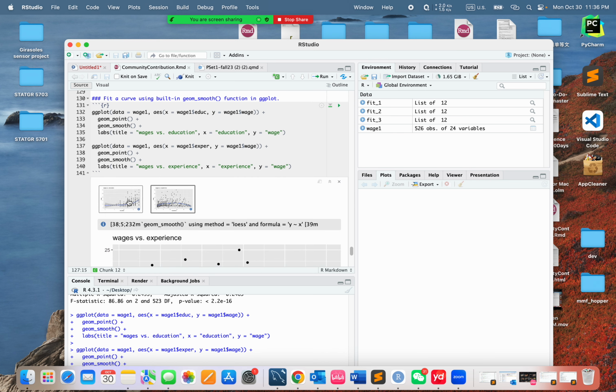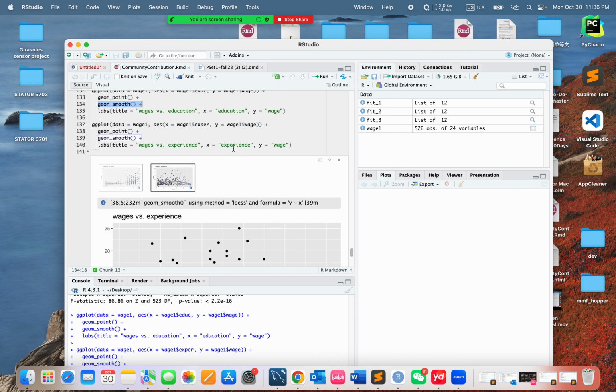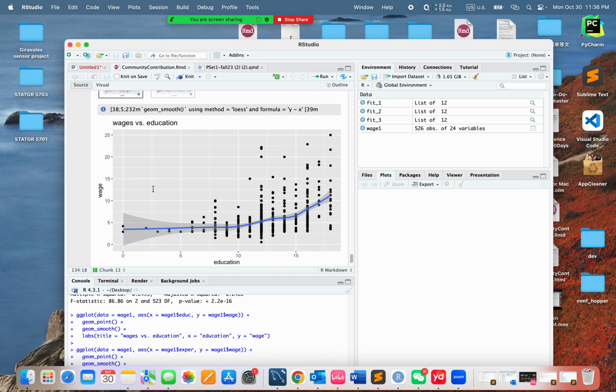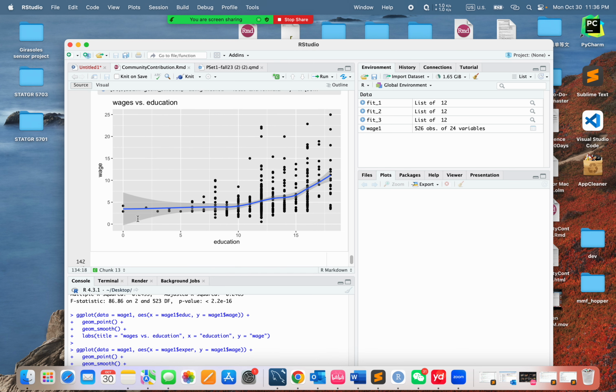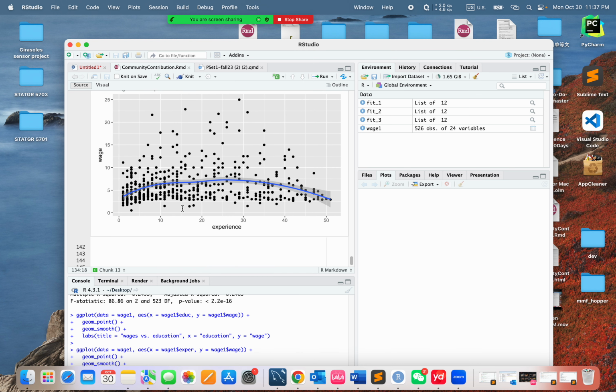But now we use the geom_smooth built-in function to fit a nonlinear curve to our data. While the relationship between education and wage is generally positive, the relationship between experience and wages is only positive up until a point. Basically, after experience equals 25, the relationship is negative. Basically saying that the more experience you have, the less wage you get. I think this is an interesting observation, and is a topic for future study.